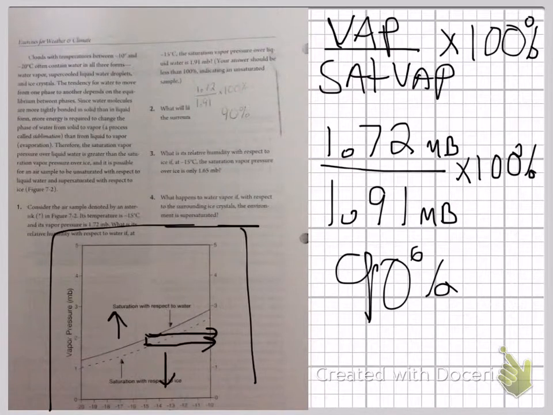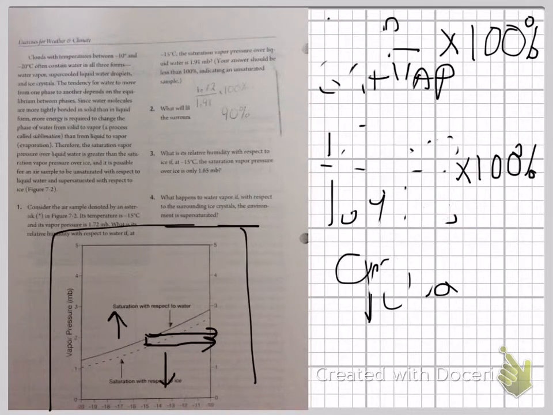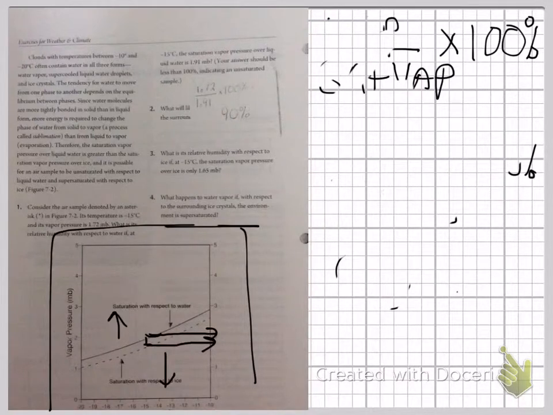Question 3 asks, what is the relative humidity with respect to ice if at -15 degrees Celsius the saturation vapor pressure over ice is 1.65? So for this one, I'm not going to give you the answer to this one, but I will clean up the board and just show you how you're going to lay out the problem. So it's the same equation, except your saturation vapor pressure will be that of ice.